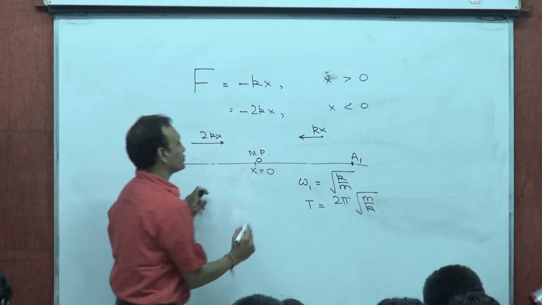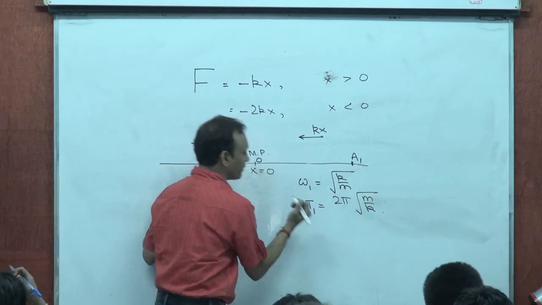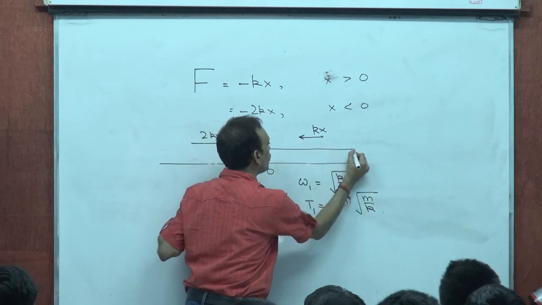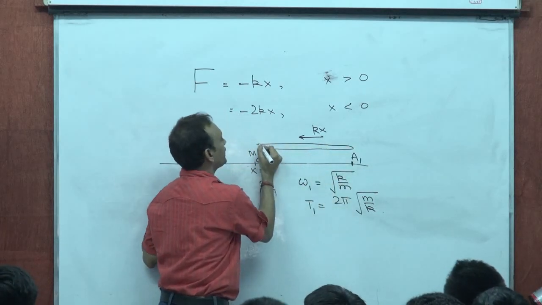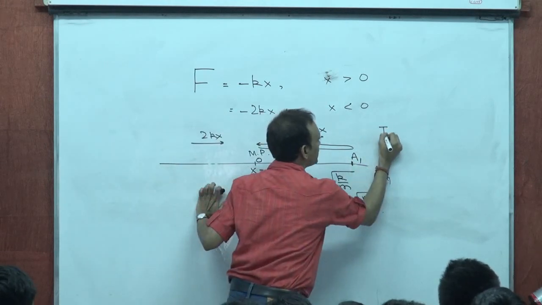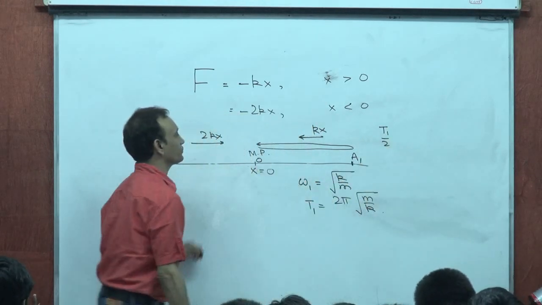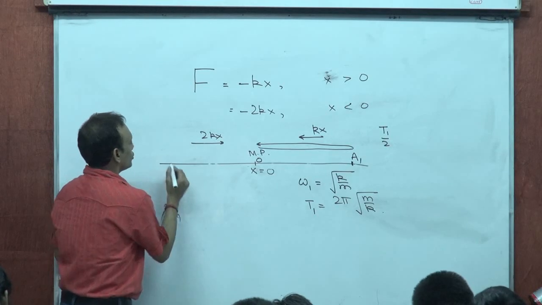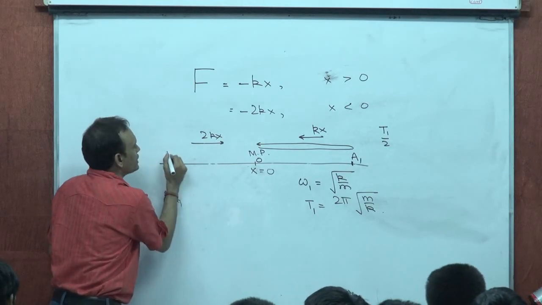Right? Now the time it takes, let me call it T1. The time it takes to go from O to A1 and then A1 to O is going to be T1 by 2. Right? Now, let's say its leftmost extreme is A2.